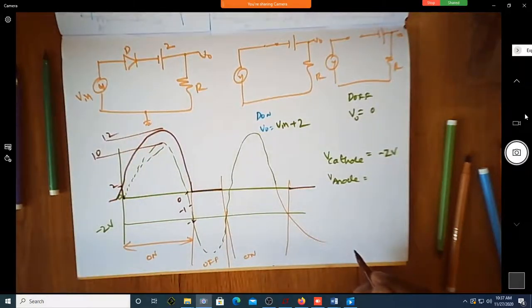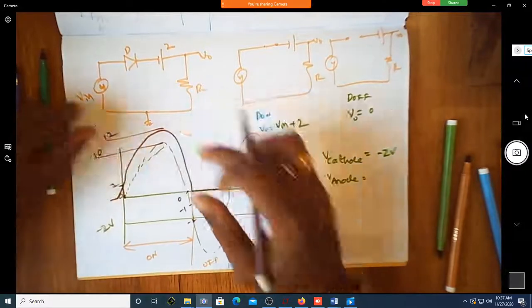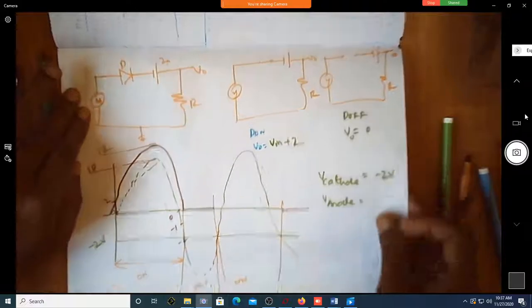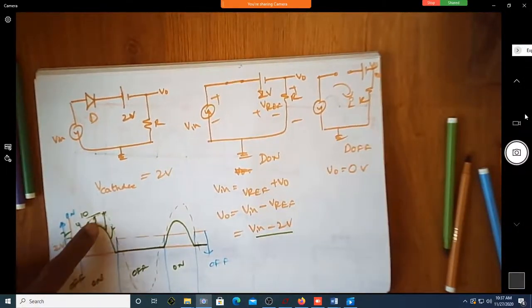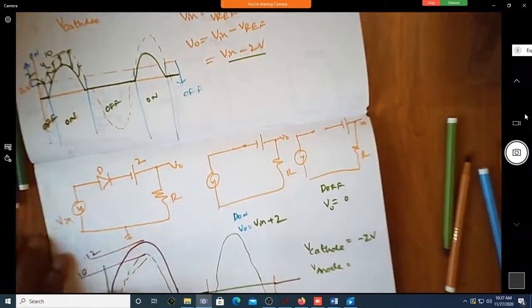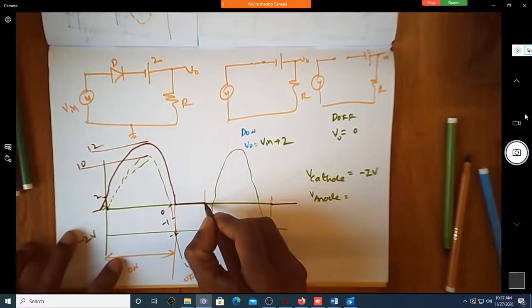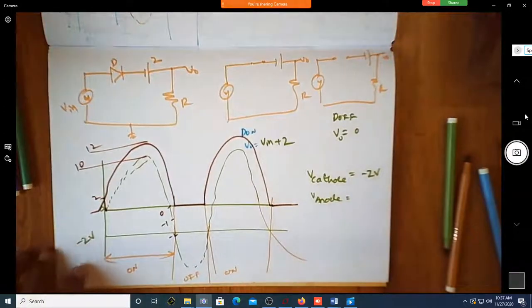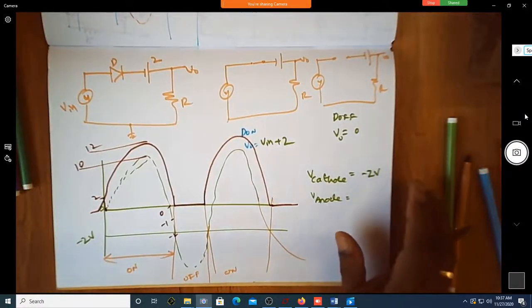Correct? Yes, sir. See now, is this waveform shifted above by 2 volts? Yes, sir. Is it opposite to that over here? This was actually lesser by 2 volt. Now it is above by 2 volts. Correct? Yes, sir. This will actually go like this. Correct? Okay, let me just do the next one.